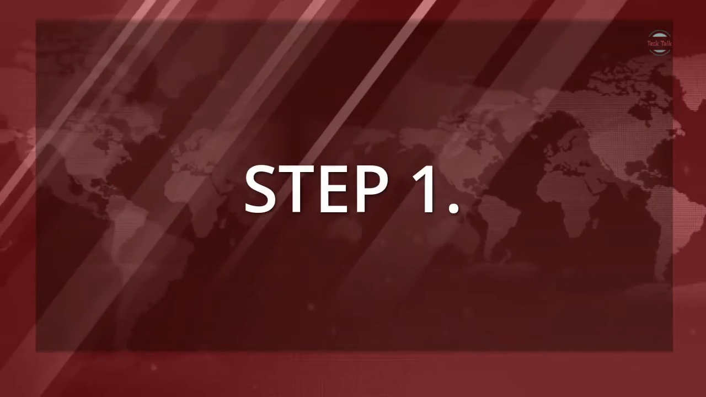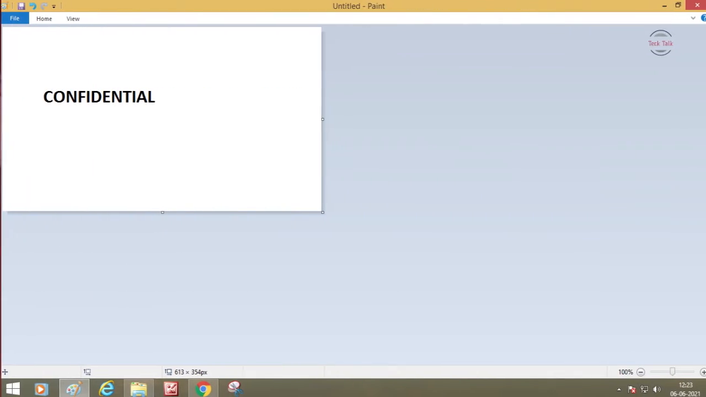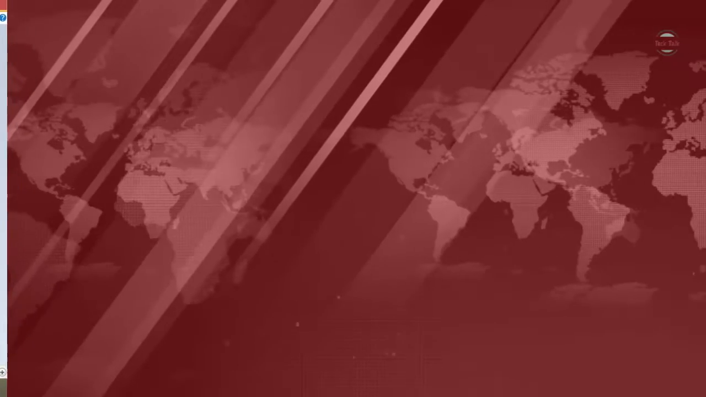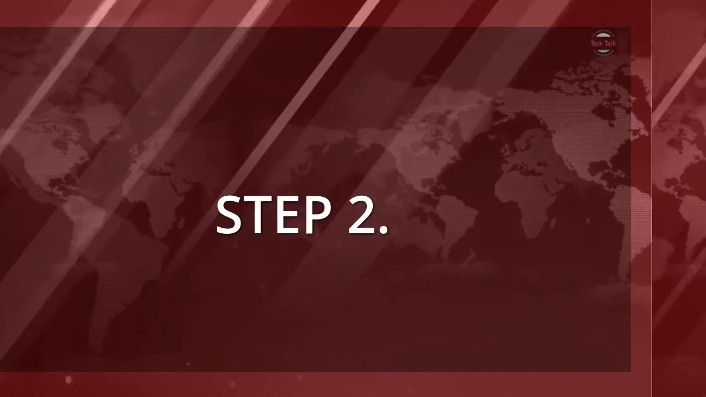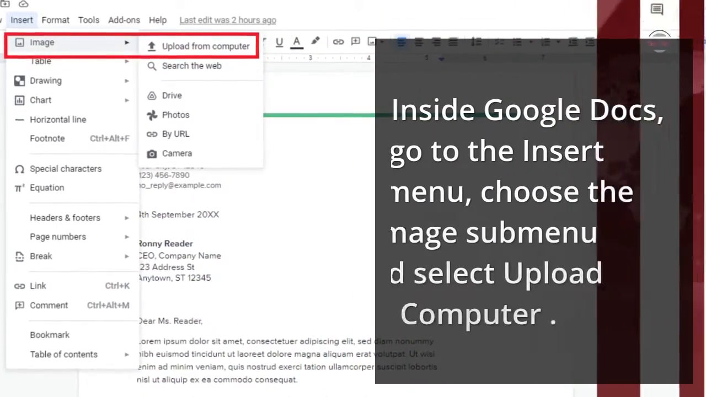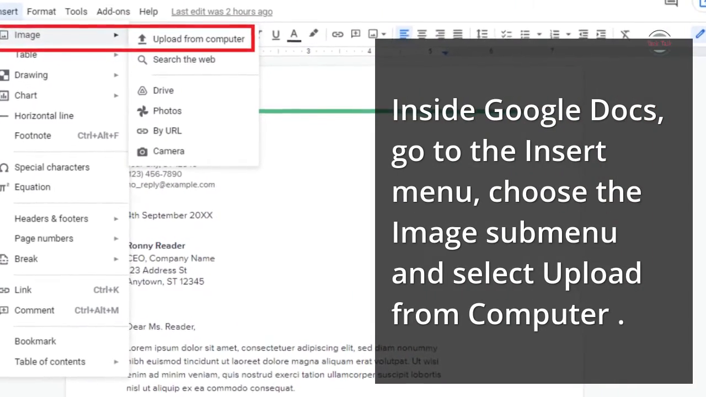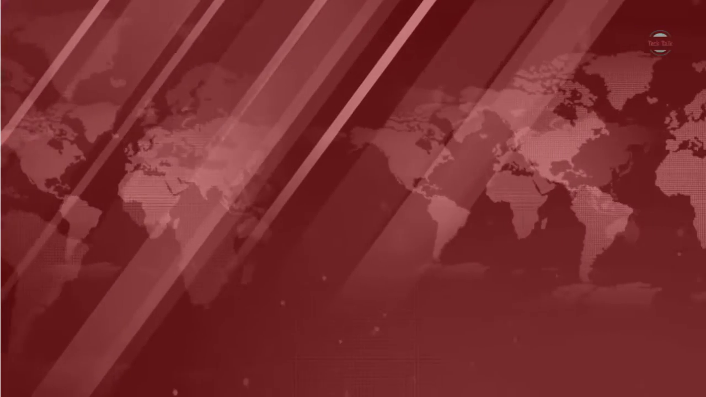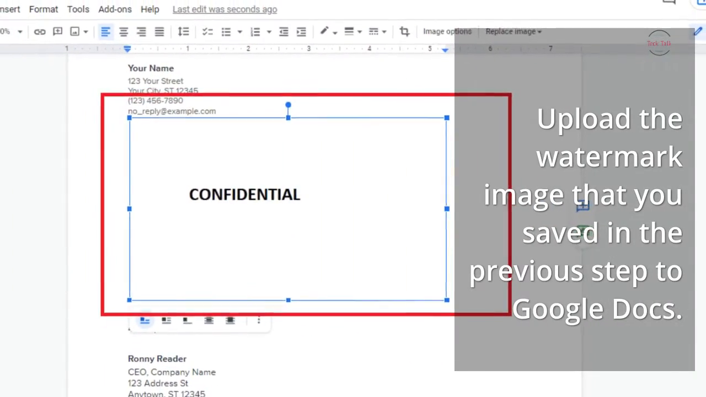Step 1. Launch MS Paint on your computer, and create a simple watermark image in landscape mode with dark gray text. Step 2. Inside Google Docs, go to the Insert menu, choose the Image submenu and select Upload from Computer. Upload the watermark image that you saved to Google Docs.